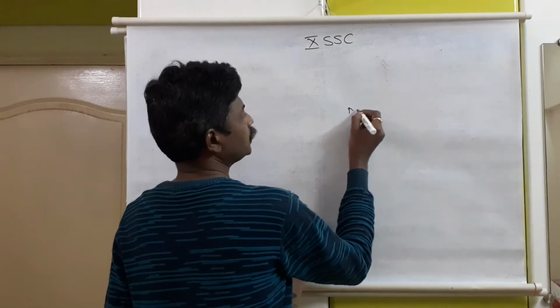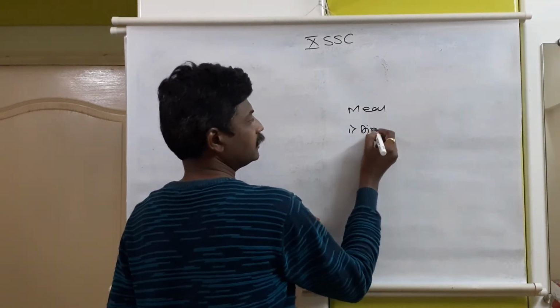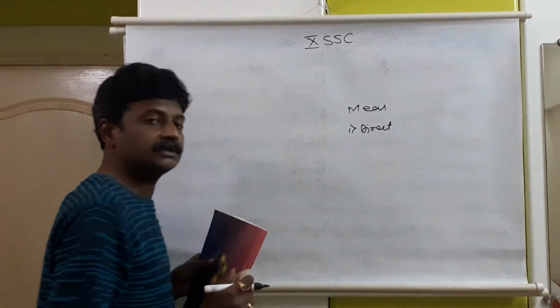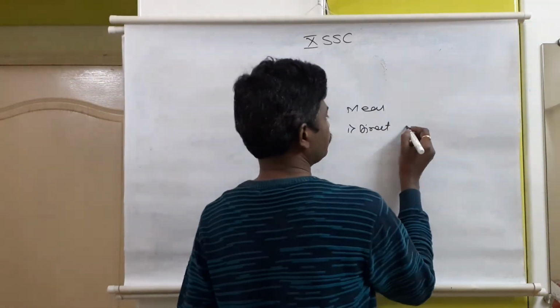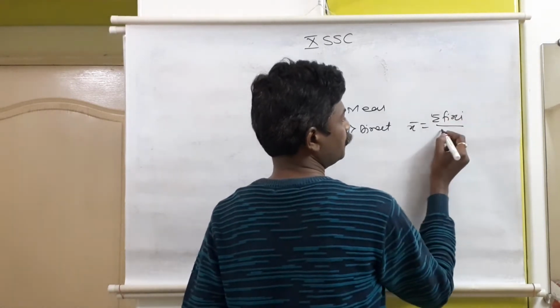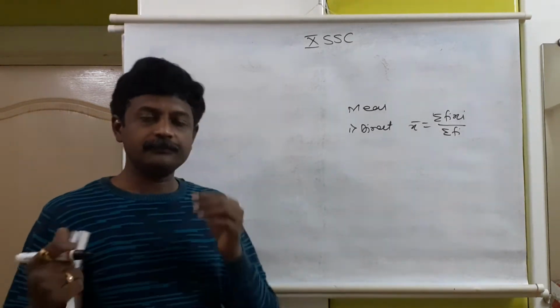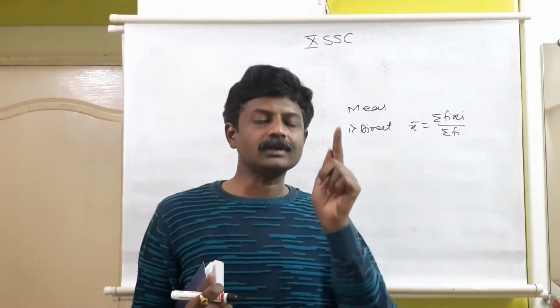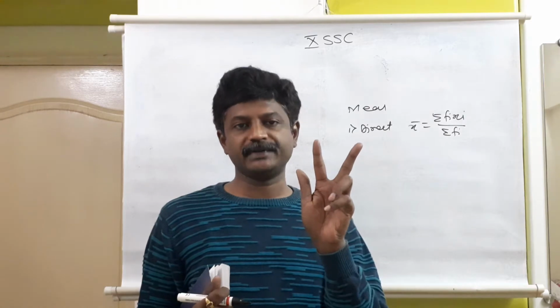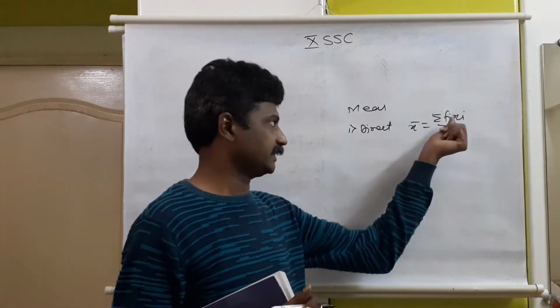First we completed the mean. In mean there are three methods. First is the direct method. In the direct method the formula used was x bar is equal to summation of fi xi upon summation of fi. We need the frequency column and the class mark. Class mark is the sum of both the limits of any class divided by 2. It will give the class mark xi.